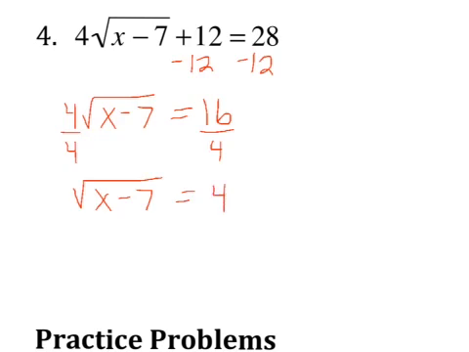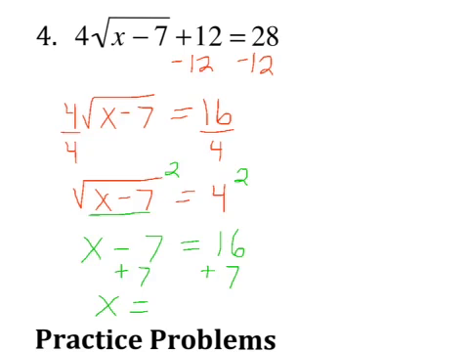So notice now we have this x minus 7 trapped inside the square root. So we cannot add 7 to both sides yet. What we need to do first is square both sides. So we get rid of the square root. So we have x minus 7 equals 16. And then we can add 7 to both sides for our final answer of x equals 23.